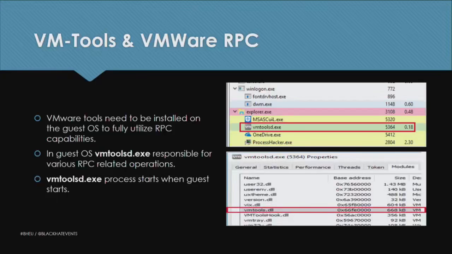VM Tools makes use of the RPC channel to enable many of these features in the guest operating system. Once you install VM Tools, you see a new process get started every time the guest boots up. The process name is vmtoolsd.exe. This process is responsible for interacting with the RPC channel and doing the things that VM Tools brings.